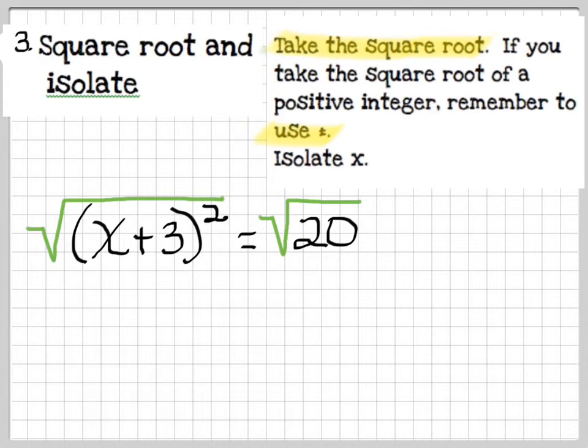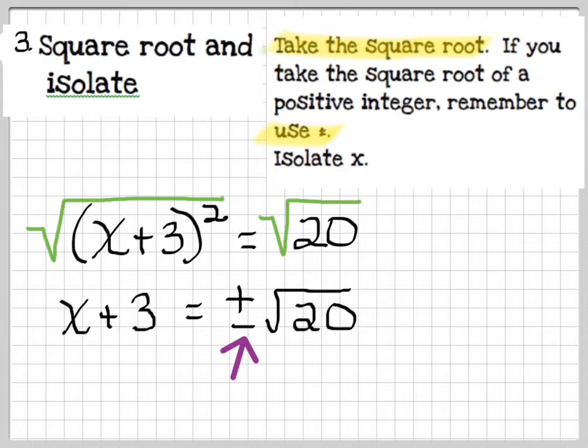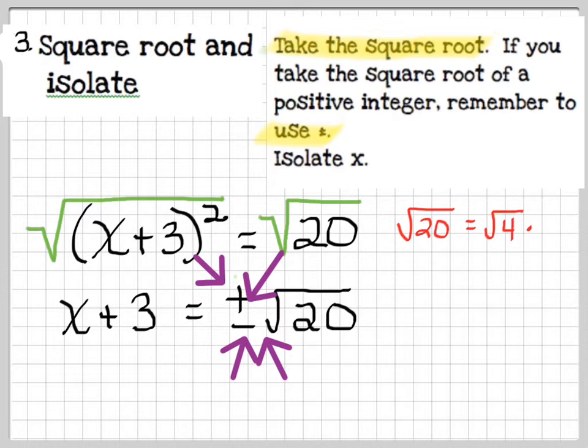The square root undoes the square, and we're left with plus and minus √20. Now 20 does have a perfect square embedded in it. The number 4 is embedded in 20. So we'll convert that square root of 4 to its equivalent of 2.